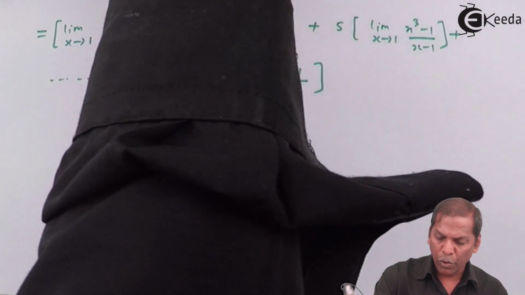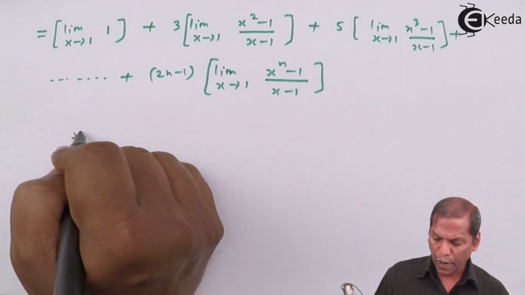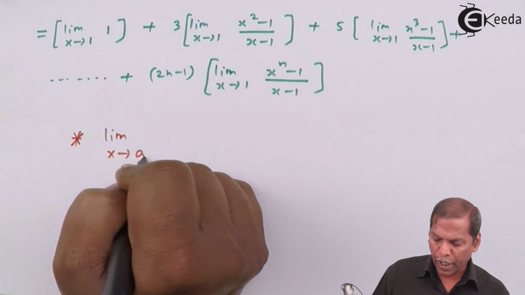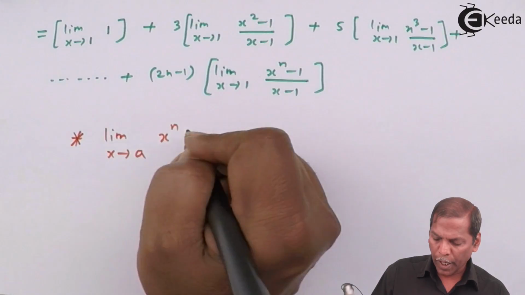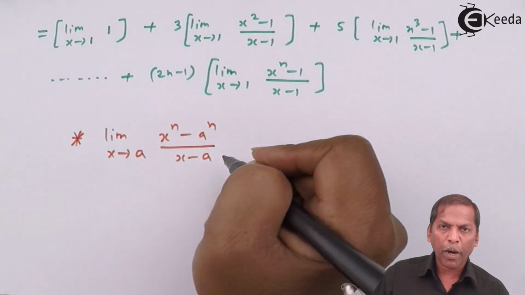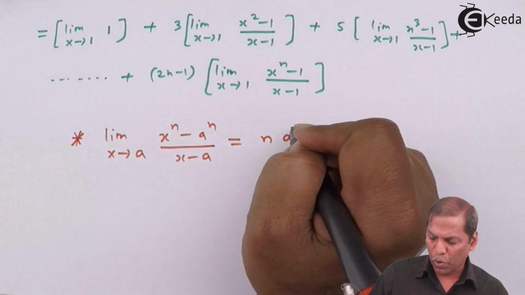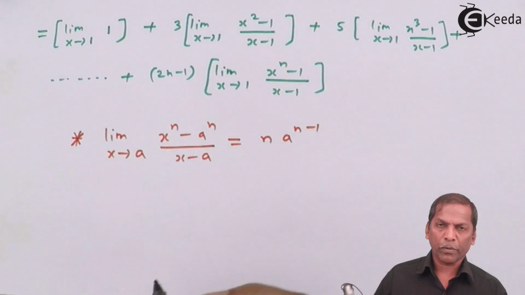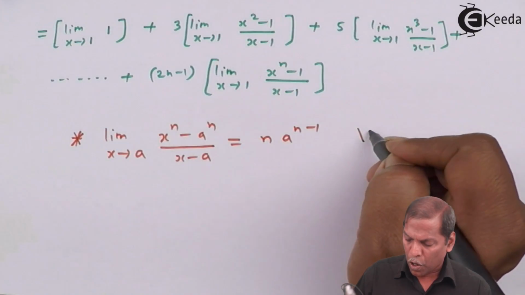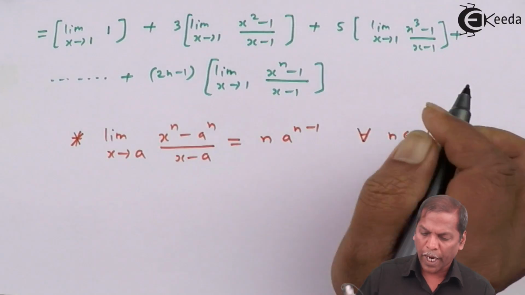Now here we use one basic rule of limits, that limit x tends to a, (x raised n minus a raised n) upon (x minus a) is equal to n into a raised n minus 1. And this result is true for all n belonging to the set of natural numbers.